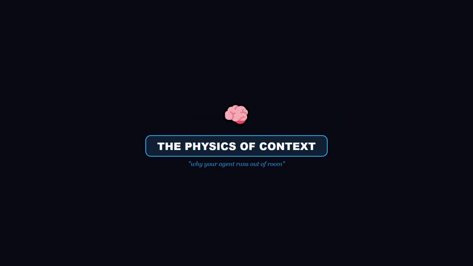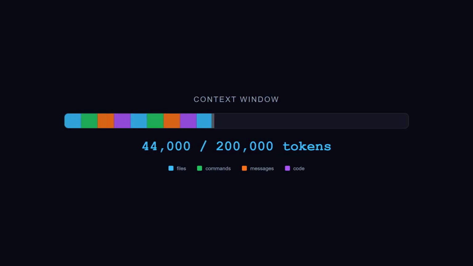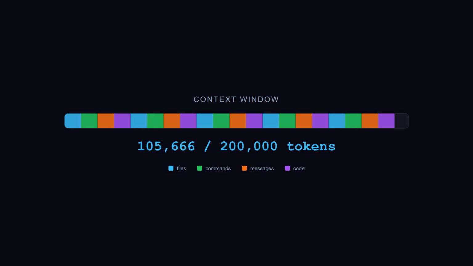Every agent lives inside a context window. That window holds every message, every file it read, every command it ran, every line it wrote. The standard window is 200,000 tokens. In 2026, Claude Opus and Sonnet both offer a full 1,000,000 tokens on higher plans. Sounds huge. It fills faster than you think.